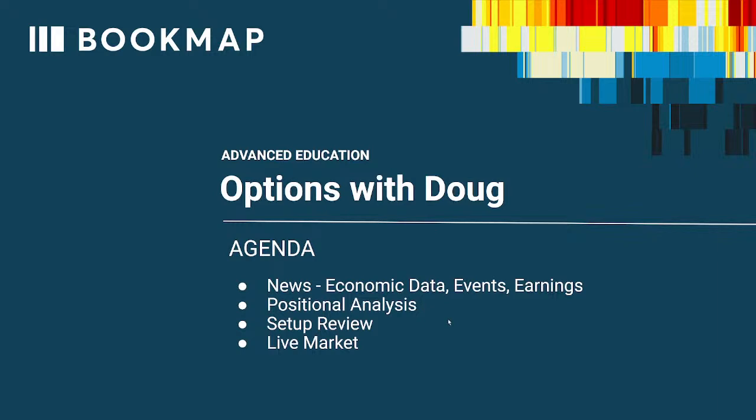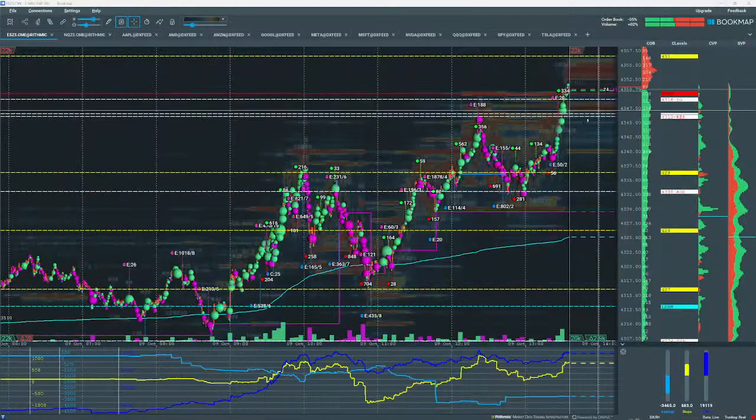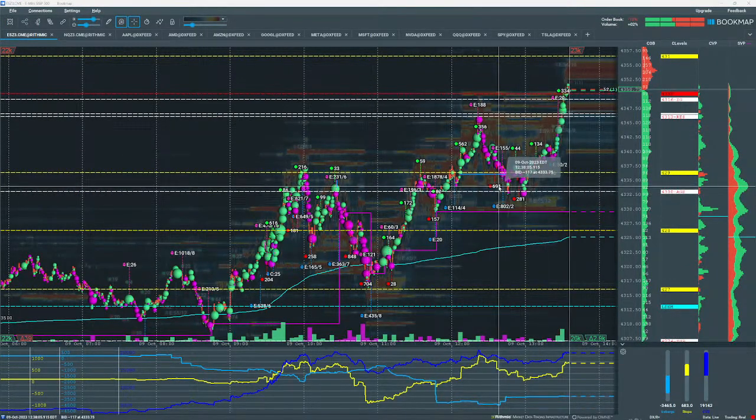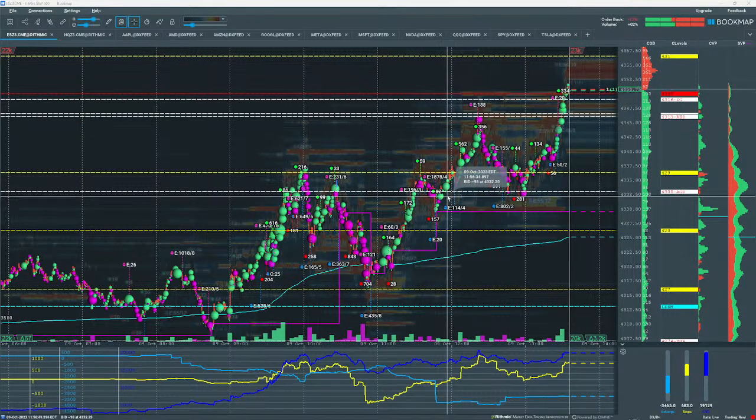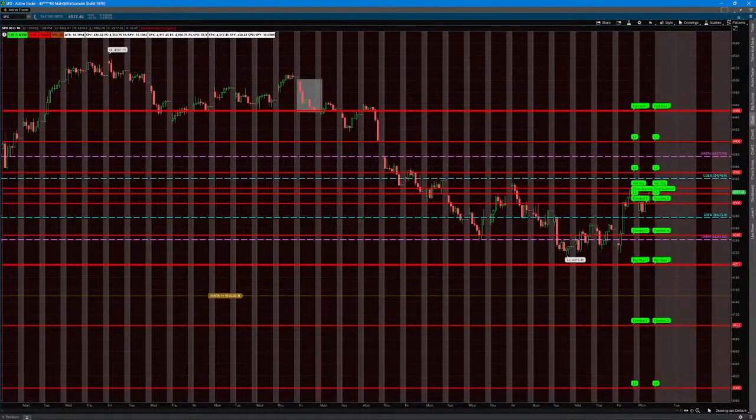All right, let's get started with positional analysis now. I'm going to take a look at the S&P 500. This is the S&P 500 in Bookmap, ES futures. And before I take a closer look at this chart, I want to take a look at a larger time frame. I'm going to start with the SPX in a 30-day 1-hour chart.